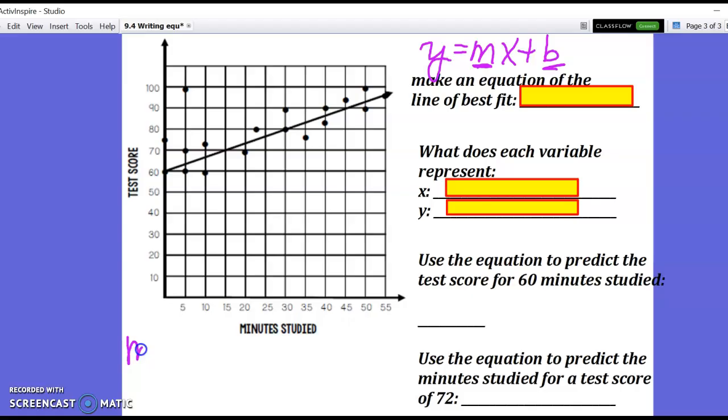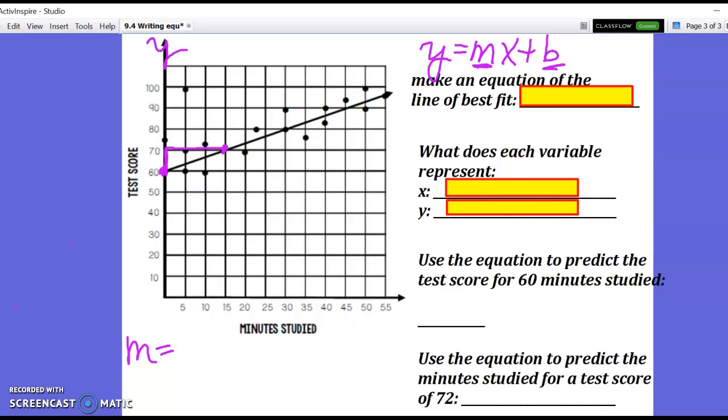So let's start off, let's find the slope. We're going to pick any 2 points that are on this line. I like using my y-intercept if it is there. And then here's another point. And I'm going to calculate the rise over the run.